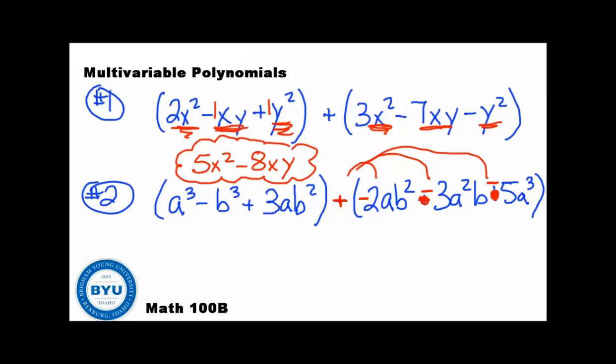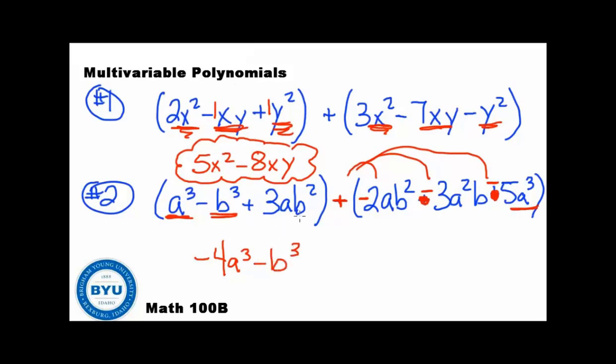Okay, let's see what like terms we have. We have a cubed. Any other a cubes? That's a b cubed. No. Oh, here's an a cubed. So we have a cubed minus 5a cubed. That's going to get us a negative 4a cubed. My next one here is b cubed. Let's look. B cubed. No. I don't have any other b cubes, so I'm just going to go ahead and write that in, minus b cubed.